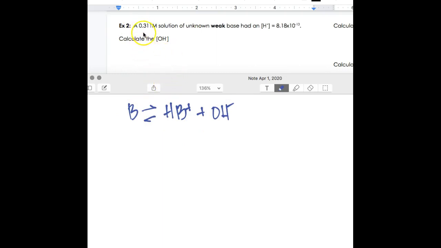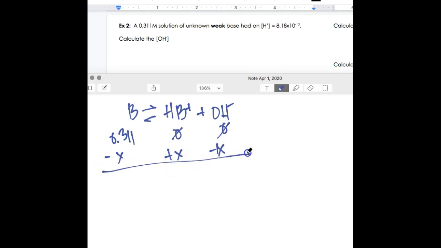It says that originally you have a 0.311 molar solution of weak base. So that means that's going to go here. And that's all we dump in solution in water. And then equilibrium is going to happen. There's going to be some dissolving. And so we're going to subtract x, add x, add x.